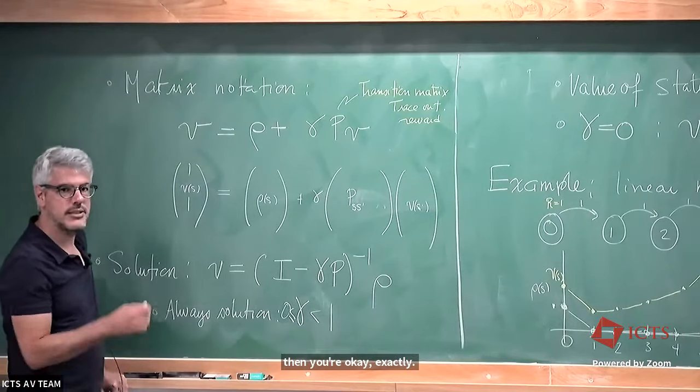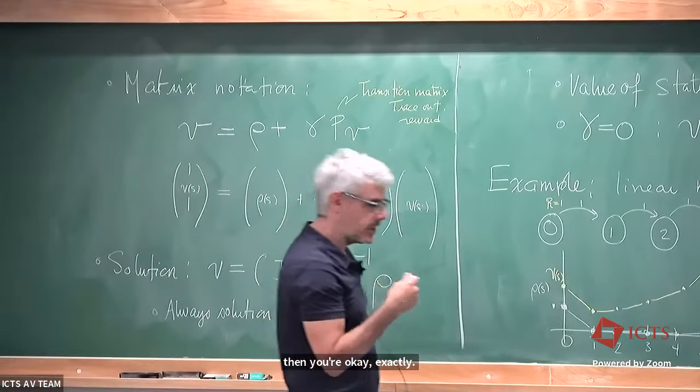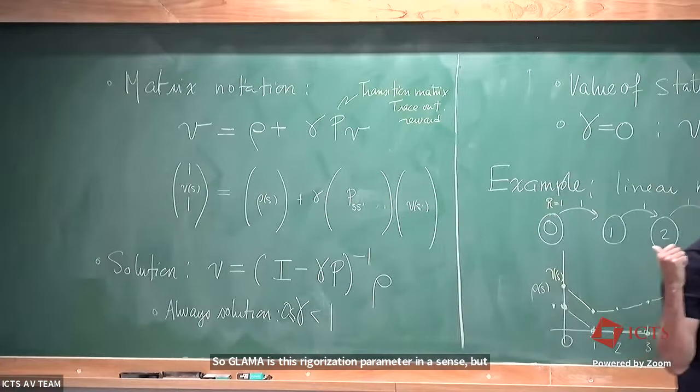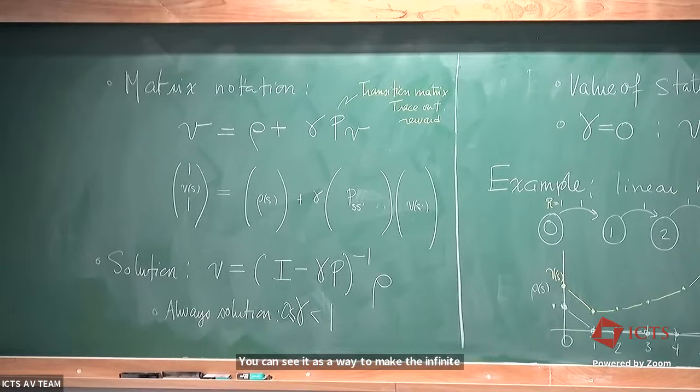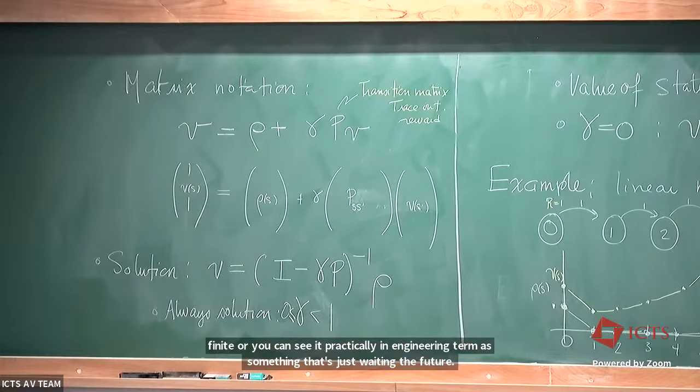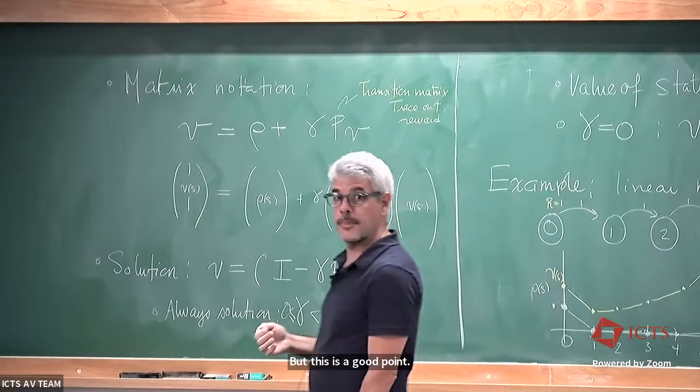So gamma is this regularization parameter in a sense. You can see it as regularizing this linear algebra solution. You can see it as a way to make the infinite return finite, or you can see it practically, in engineering terms, as something that's just weighting the future. But this is a good point.